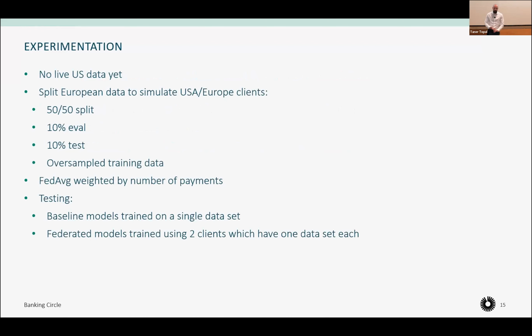So we did some experiments to test this. Because we're still waiting on our US license, we don't have live US data to test with yet. So we took our European data and did as best as we could to simulate what it might look like if we did have US data. So we split it in two with holdbacks for eval and test. As I mentioned, it's always oversampled training data because of our imbalance. We use a good old federated average weighted on the number of payments, which is number of records for us. And then testing: a baseline is tested on one of these splits, so one data set, and the federated model is trained using both splits, so our simulated EU and US data sets.